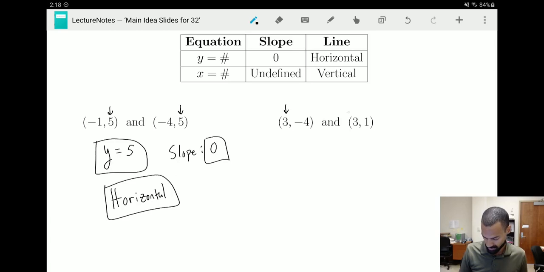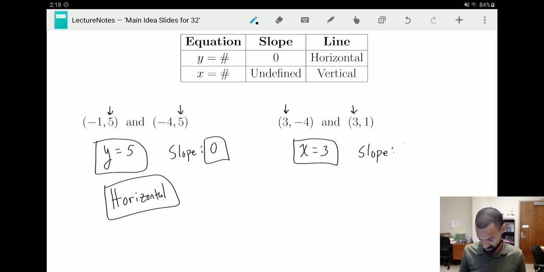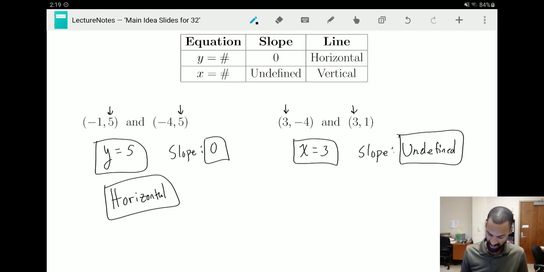3, negative 4, and 3, 1, we have a repeated x value. x equals 3. The slope here is undefined. It doesn't make sense to describe the slope of a straight vertical line, the slope of a wall, right? And it is a vertical line. All right, and so that would be section 3.2, two variable equations.